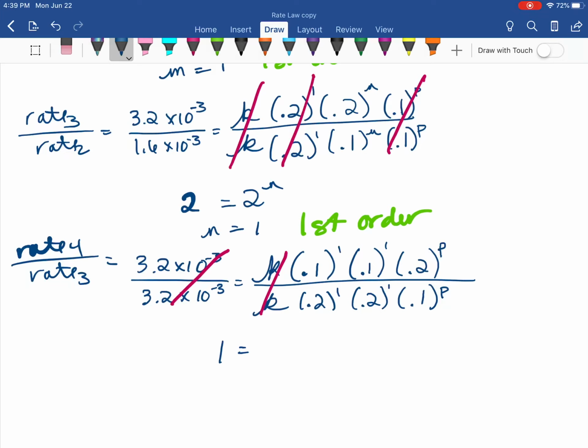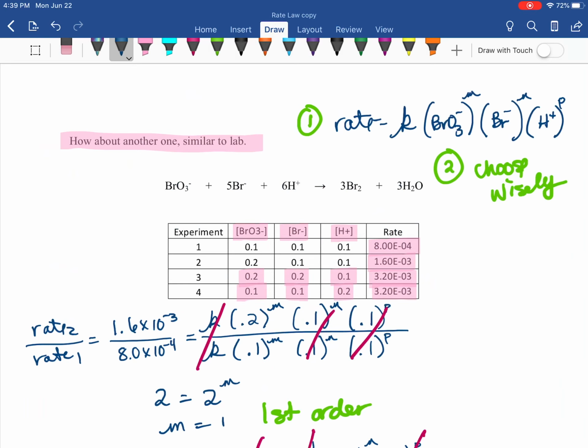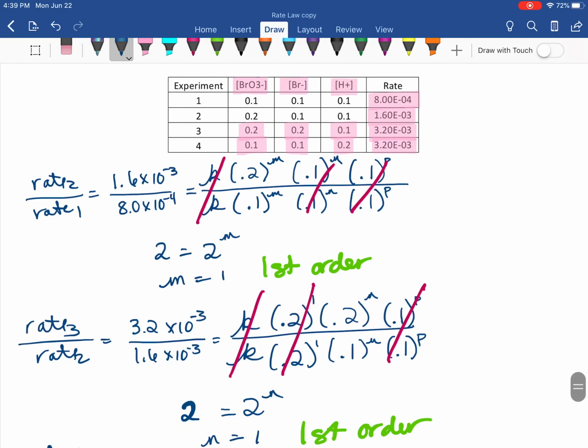And if we wanted to make life easier, for example, maybe we turn right around and do rate 4 over rate 1, and now our life gets easier. So let's try it. Let's type that in real quick.